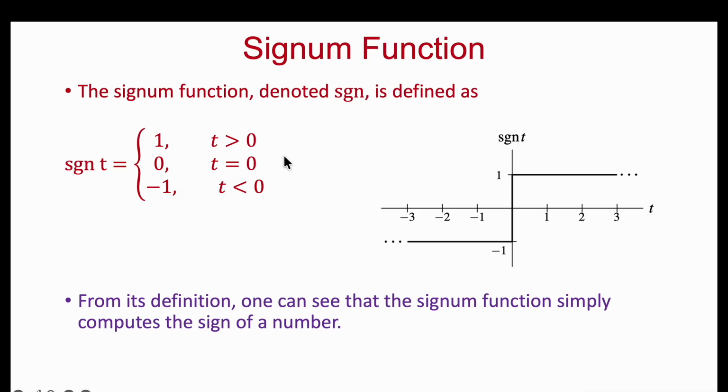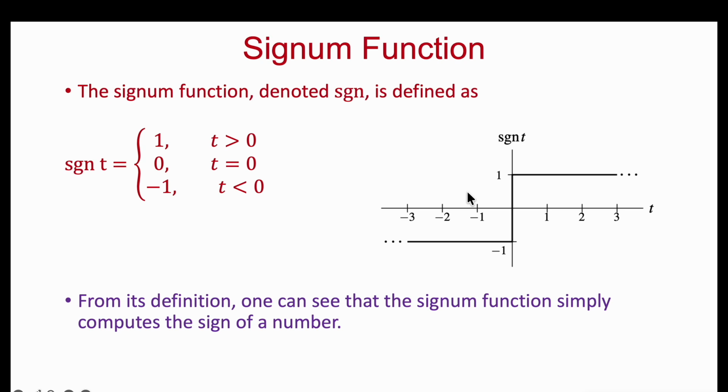In this video we are going to discuss the signum function, which is also a basic signal of signals and systems. If you look at the definition, it is denoted by SGN, signum, and you can define it as: signum of t is equal to 1 when t is greater than 0, equal to 0 when t is equal to 0, and equal to -1 if t is less than 0.